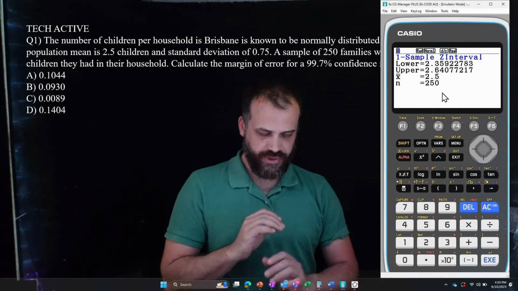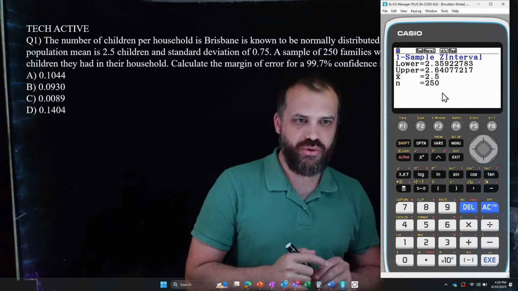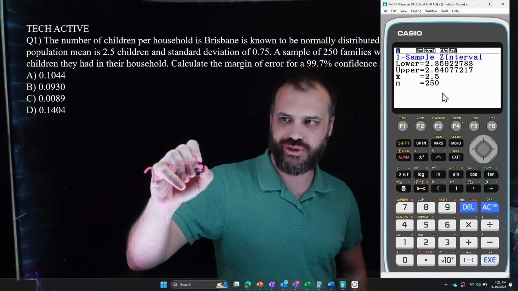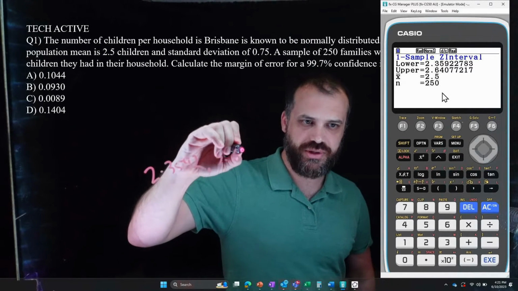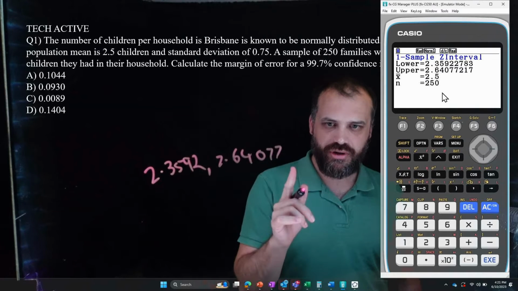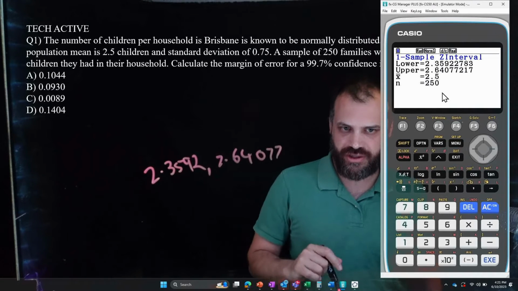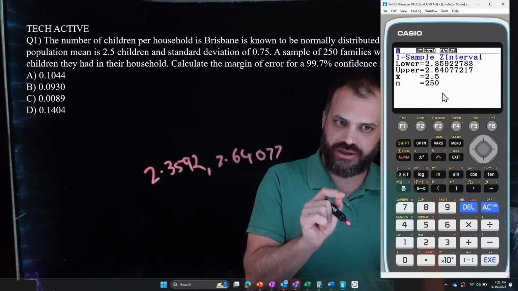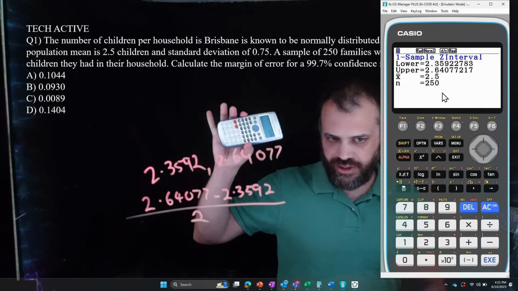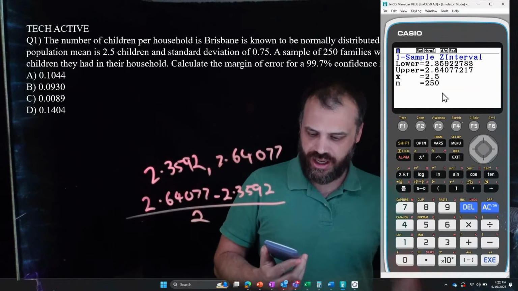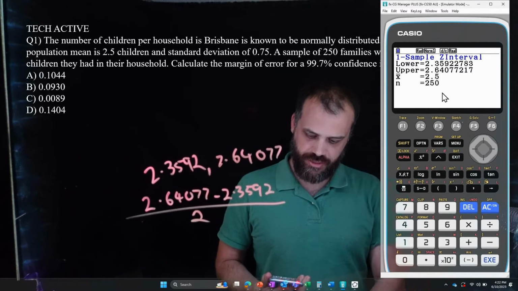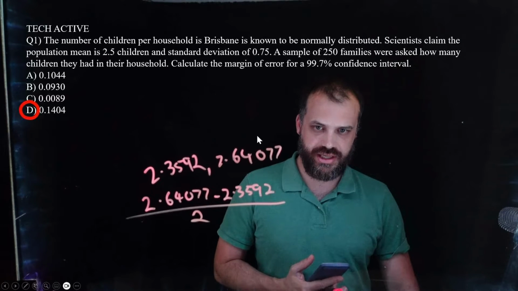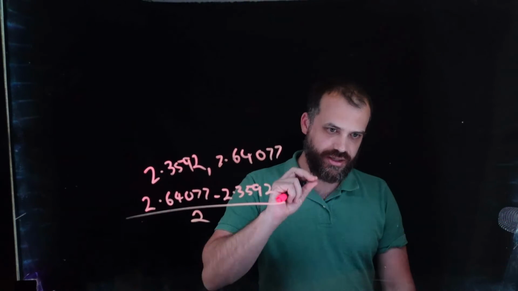Let's do it. Okay, now that gives me a lower value of 2.3592 and an upper value of 2.64077. Alright, if I want a margin of error, I need to subtract this from this and divide by 2. I like to do that on this calculator. If you watched my methods video, you'll know why that is. But my answer, according to this, is 0.140, and my answer is D. Alright, that's worth a celebration, and next question.